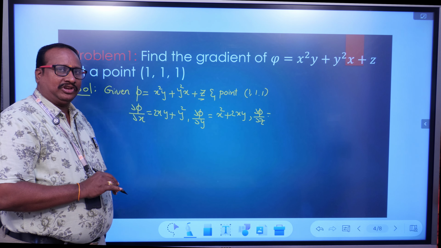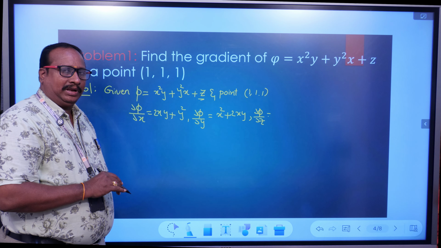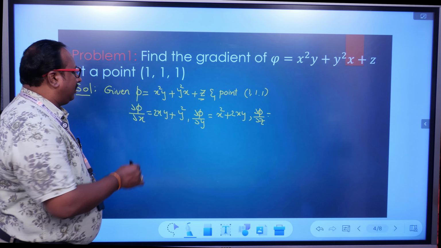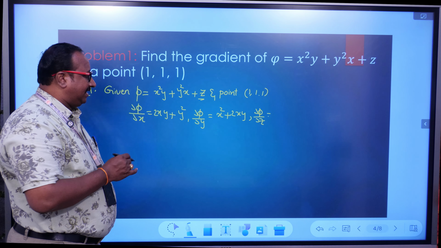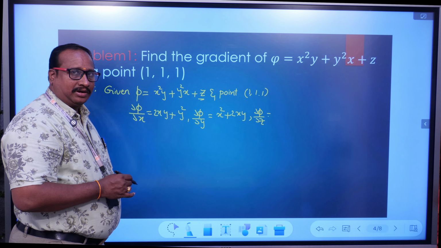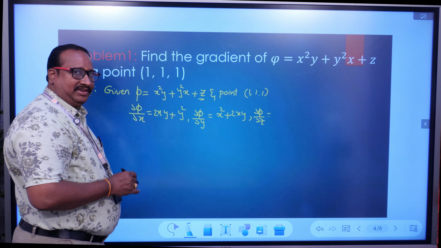So when we differentiate with respect to z, treat the remaining two variables x and y as constants. So here when we observe the phi, the first term is completely constant. Why? Because it is x square y. Both x and y are constant. So derivative of x square y is 0.